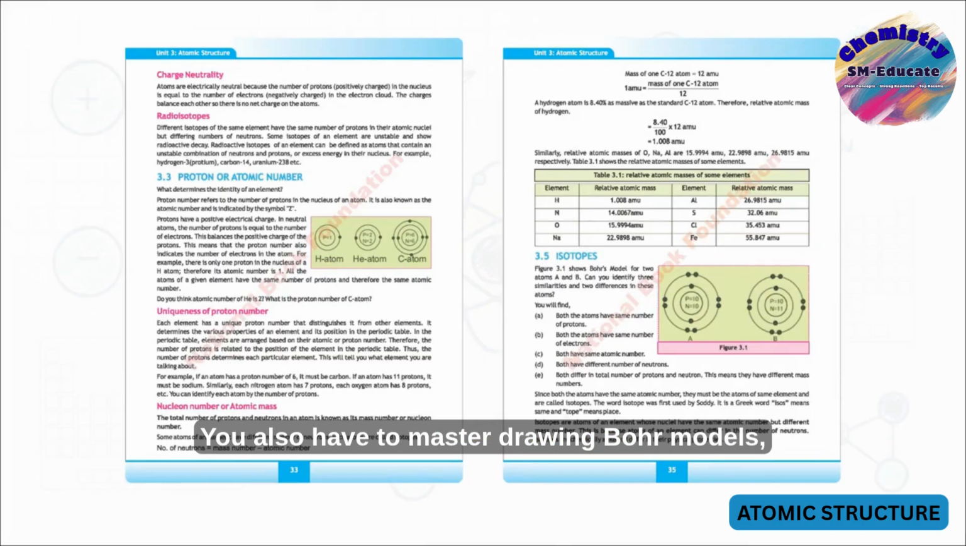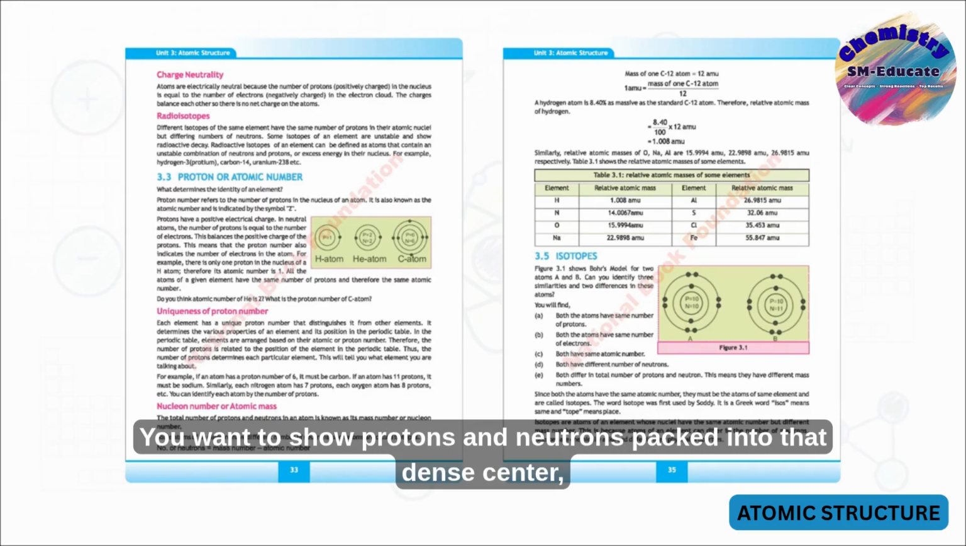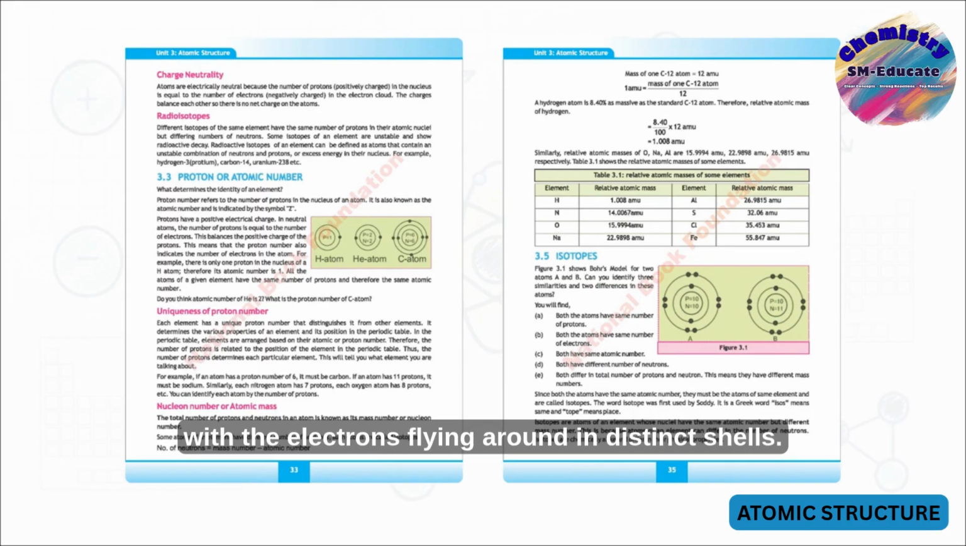You also have to master drawing Bohr models, especially for the first 10 elements. You want to show protons and neutrons packed into that dense center with the electrons flying around in distinct shells. Look at these examples here for hydrogen, helium, and carbon. Just remember your shell rules.